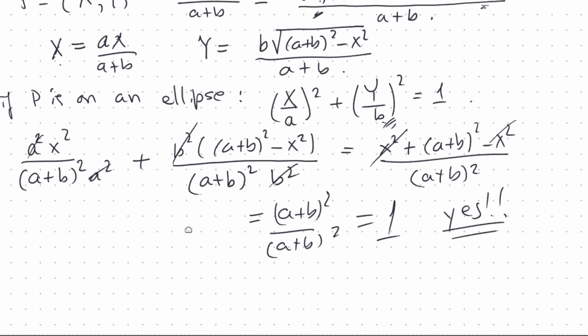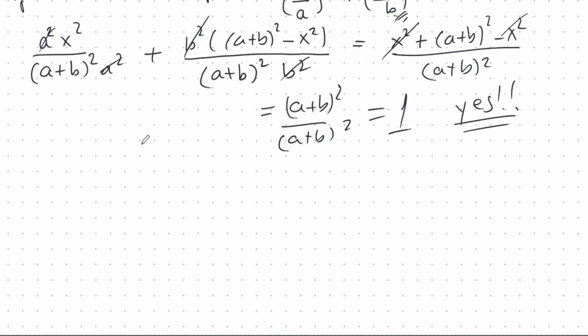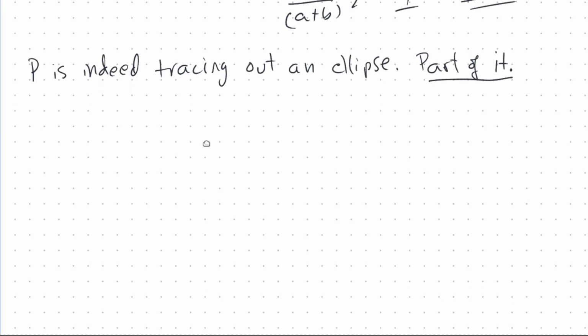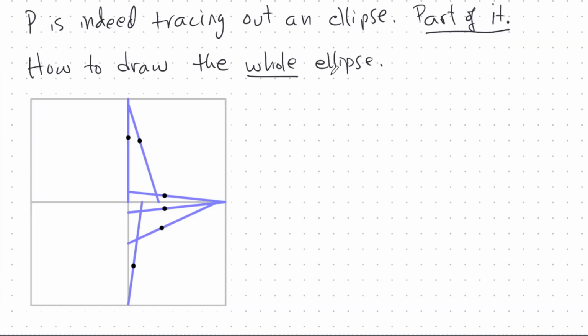The Da Vinci method really works. This really is an ellipse. That's amazing. So P is indeed tracing out an ellipse, or at least part of it. And how do we get the rest of the ellipse? How do we get the whole thing? How to draw the whole ellipse? Well, this takes a bit more Da Vincian ingenuity here.